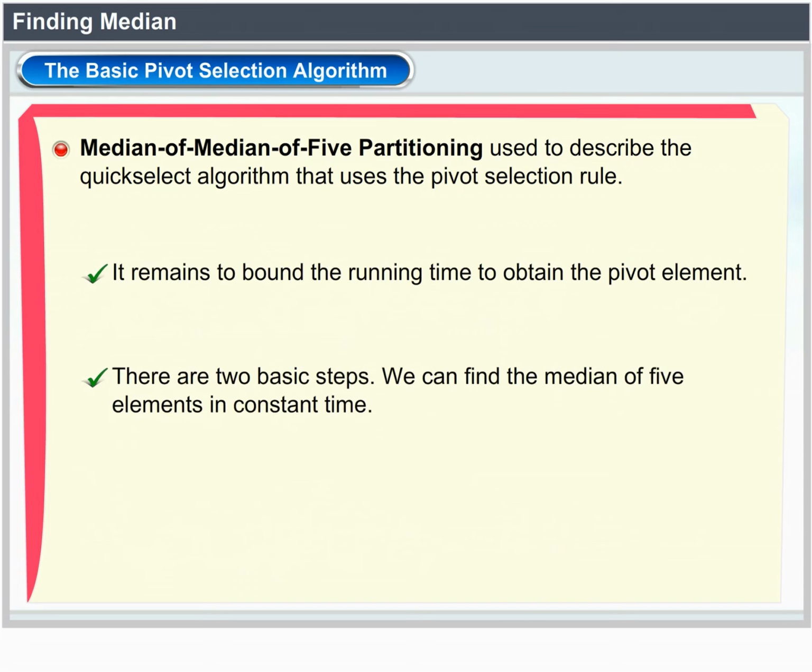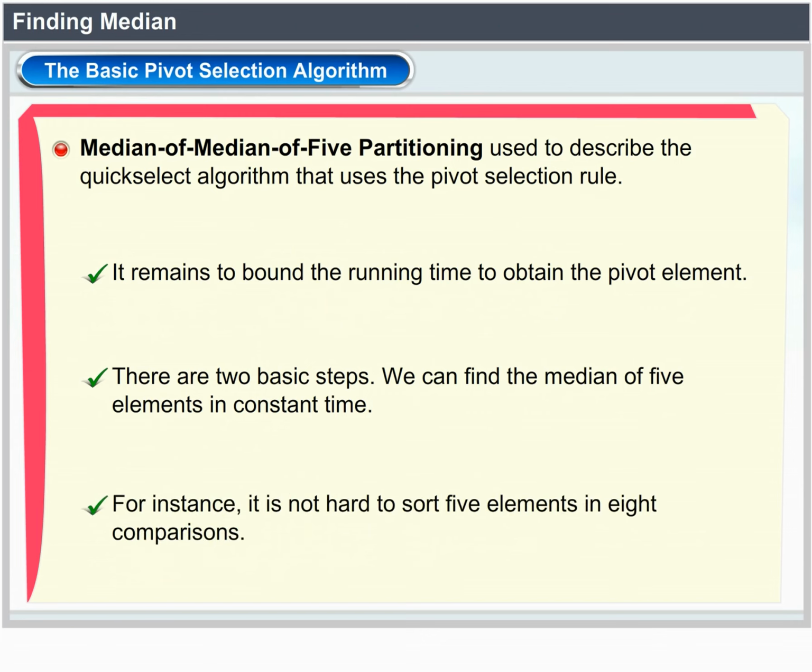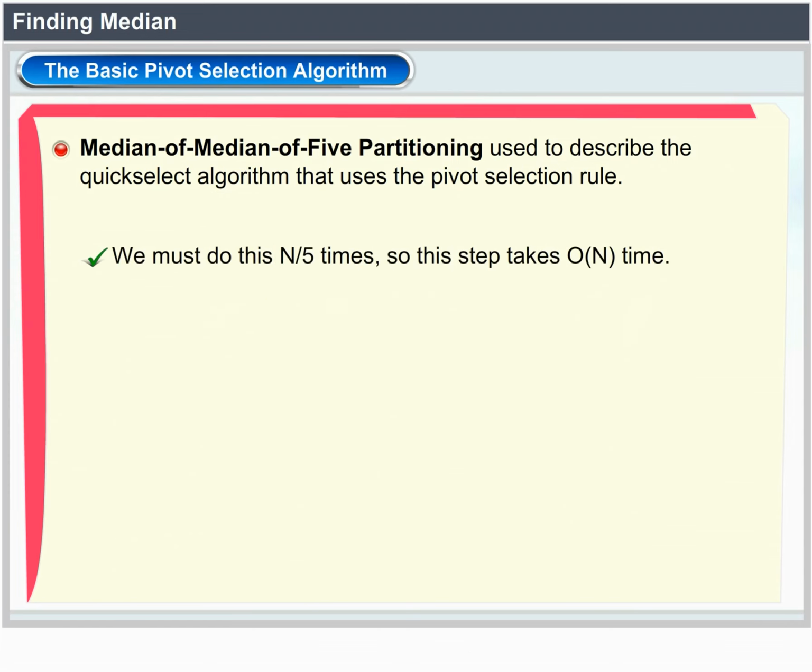There are 2 basic steps. We can find the median of 5 elements in constant time. For instance, it is not hard to sort 5 elements in 8 comparisons. We must do this n by 5 times. So this step takes big O of n time.